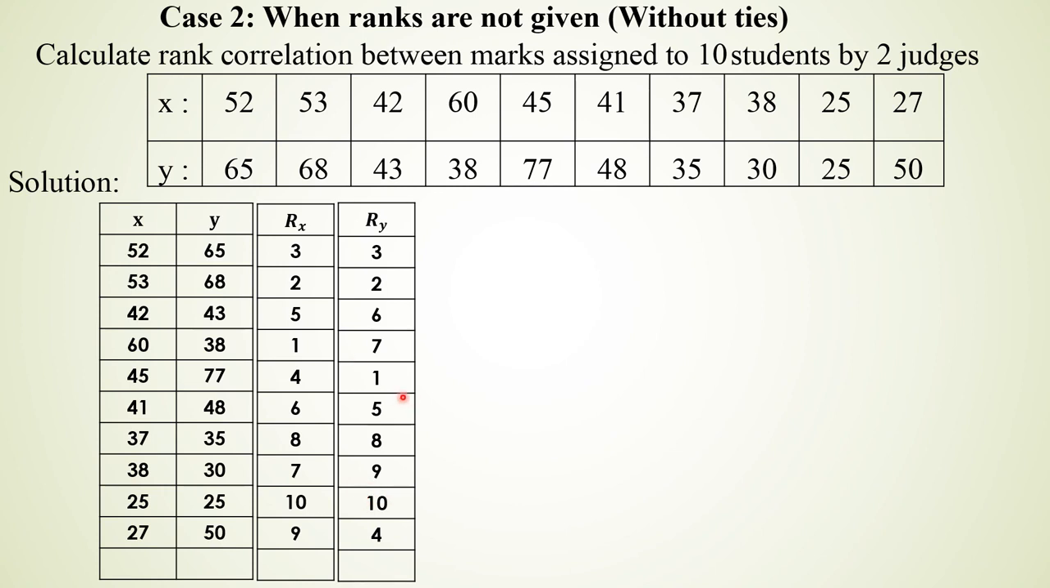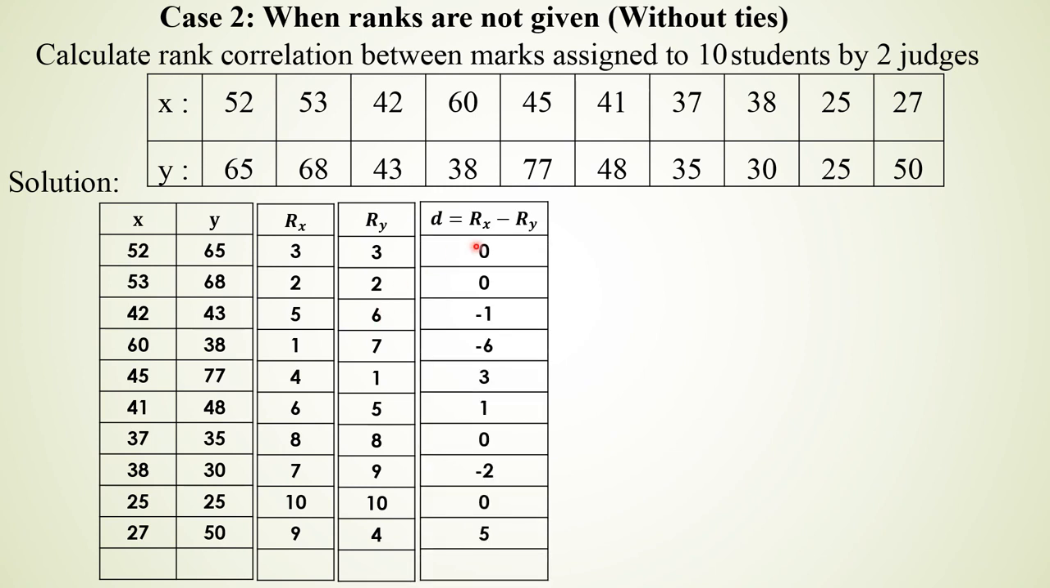Then take the differences of these ranks now. D is equal to Rx minus Ry, difference of the ranks of the variable x and y. So it is 3 minus 3, 0. 2 minus 2, 0. 5 minus 6, minus 1. 1 minus 7, minus 6. 4 minus 1, 3. 6 minus 5, 1. 8 minus 8, 0. 7 minus 9, minus 2. 10 minus 10, 0. 9 minus 4, 5.